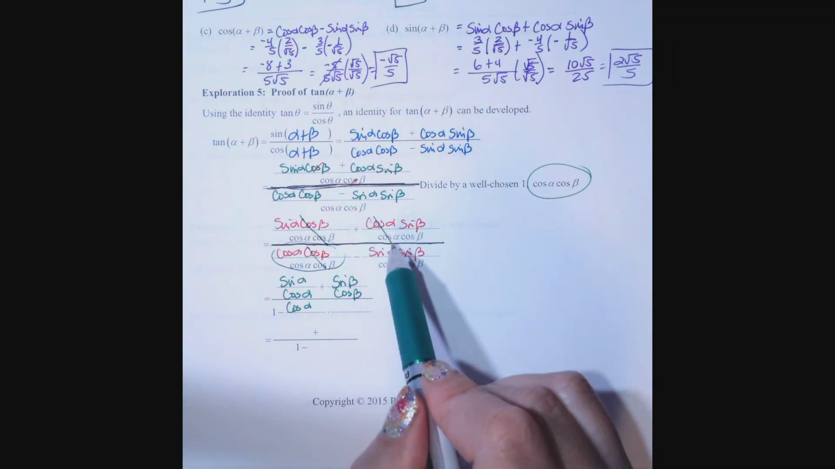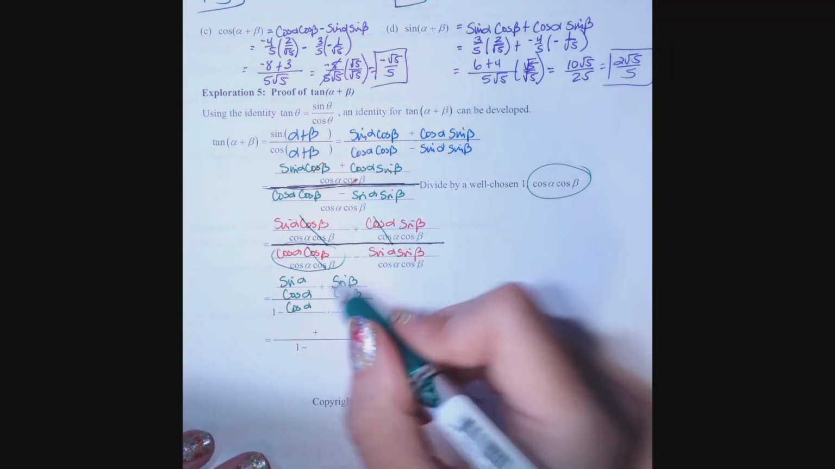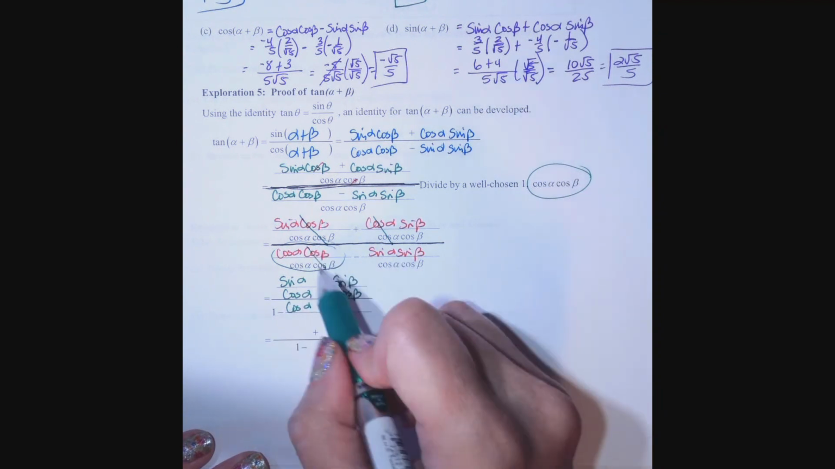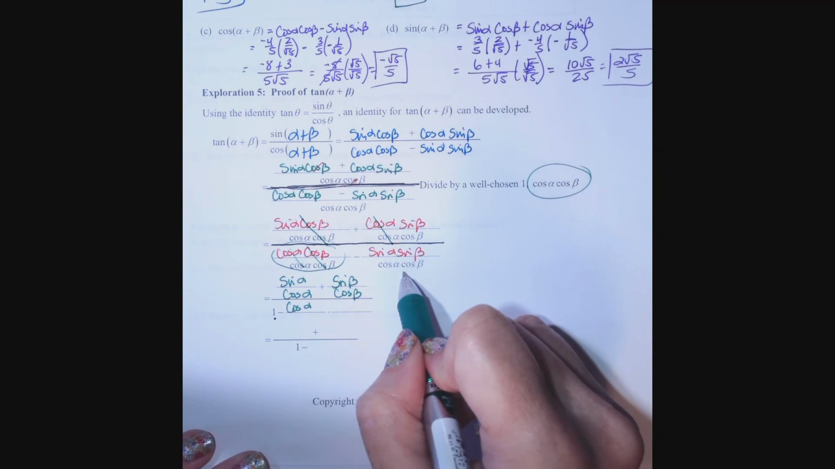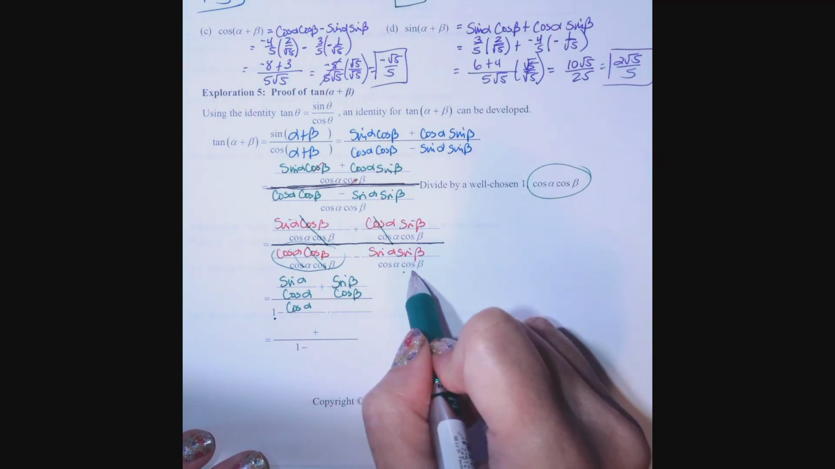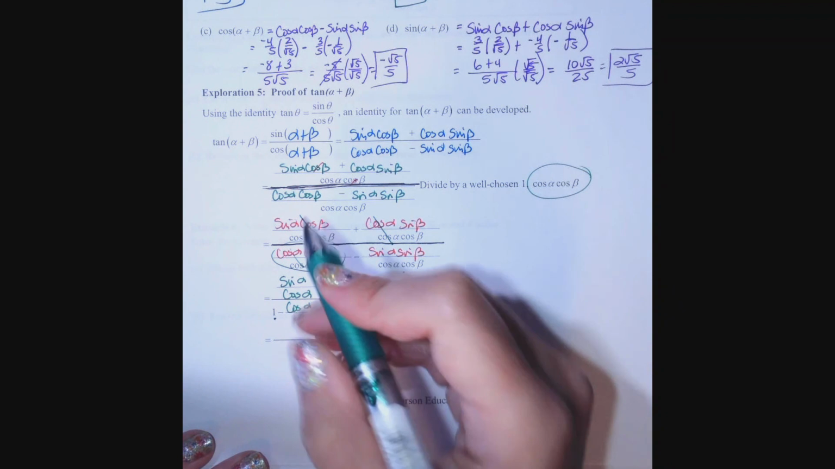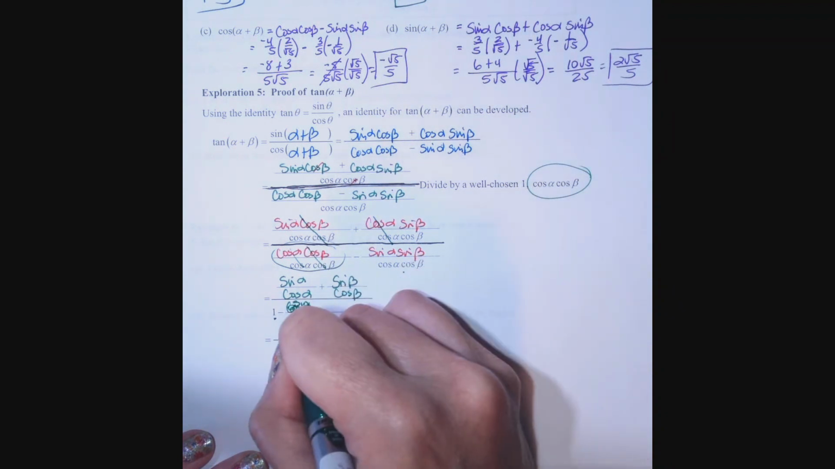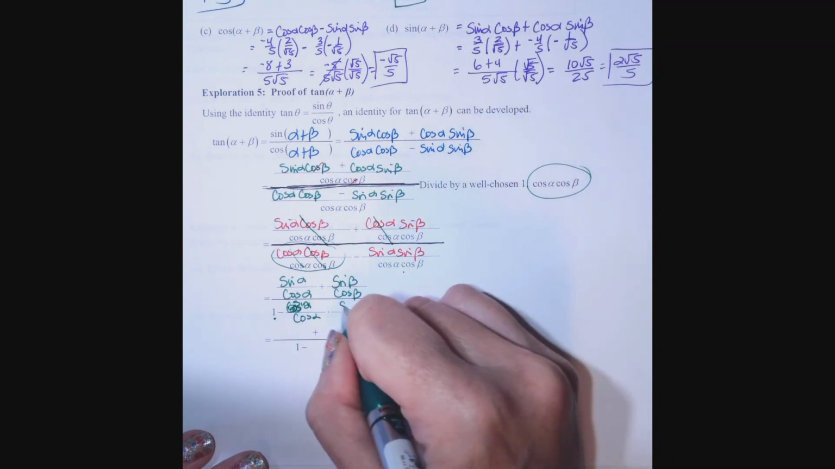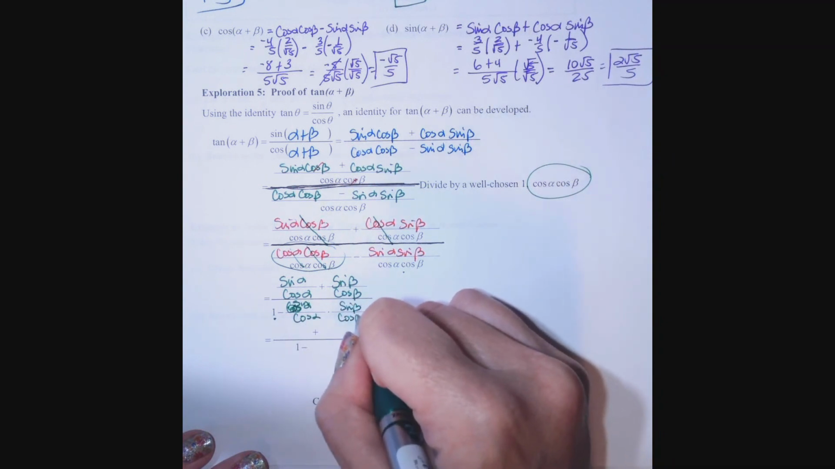Oh, no, I didn't miscopy. That cancels to 1, doesn't it? I wasn't paying close enough attention. That cancels just to be 1. And then this one cancels, nothing cancels. So that gives me sine alpha. Let's change that to sine alpha, cosine alpha, and sine beta, cosine beta.